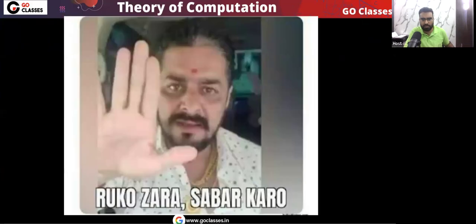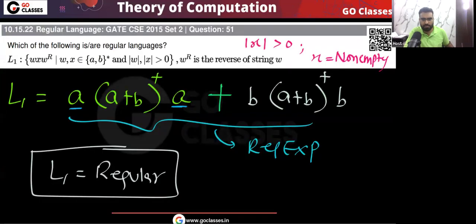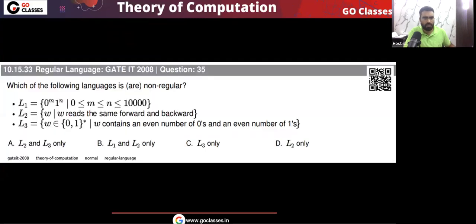Now let's move on. Let's solve this GATE 2008 question. The question is asking which languages are non-regular. Here the question is asking for non-regular among L1, L2, L3. So tell me, we have already seen this L2. This is non-regular, in the previous lecture.